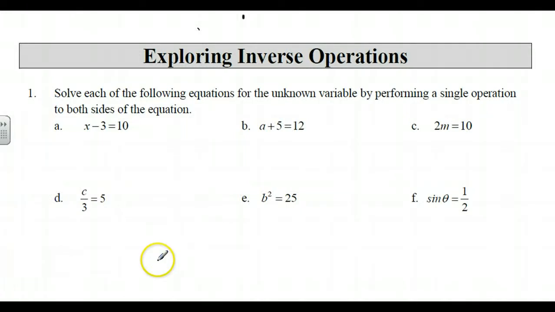Okay, a short introduction to roots and powers, with exploring inverse operations. Just the idea, and you're not going to see this out of me that often, but the inverse operation is to add. We add to both sides to maintain equality. These guys cancel out, or add to 0. We get x equals 13.